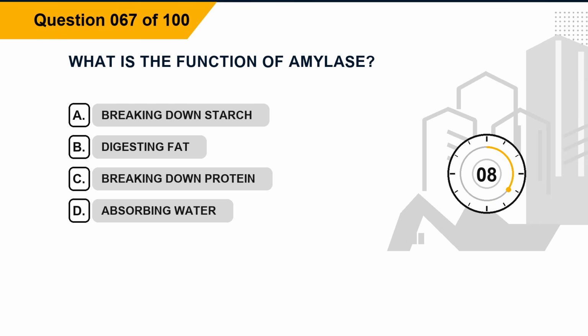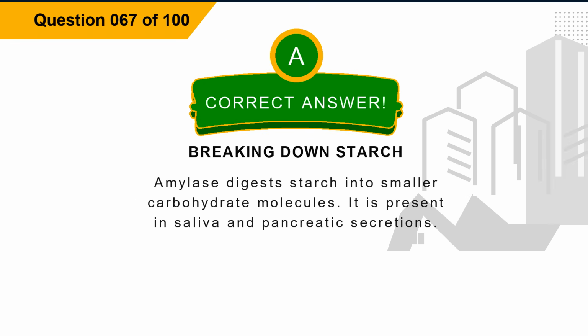Option A. Breaking down starch. Option B. Digesting fat. Option C. Breaking down protein. Option D. Absorbing water. The correct answer is option A. Breaking down starch. Explanation. Amylase digests starch into smaller carbohydrate molecules. It is present in saliva and pancreatic secretions.